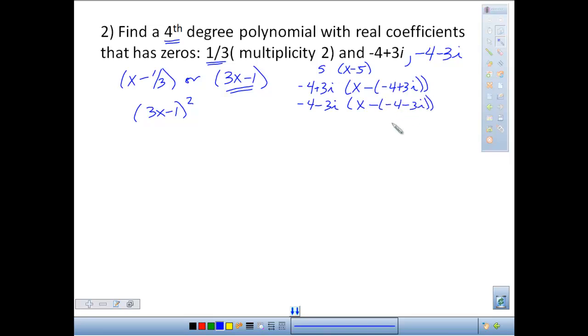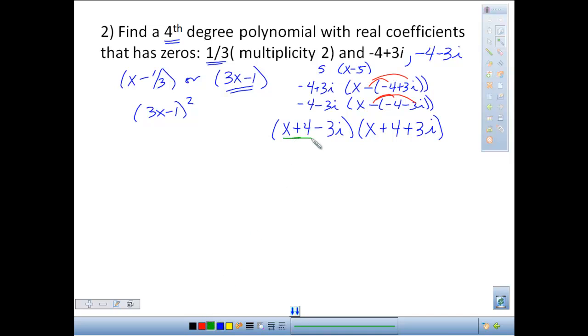So I put the extra set of parentheses around here because when I go to multiply this out, it's going to be a lot easier to deal with if I go ahead and distribute the negative. If I distribute this negative to both my terms, it makes this a lot easier to look at. So this factor here will become x plus 4 minus 3i, and the second factor will become x plus 4 plus 3i.